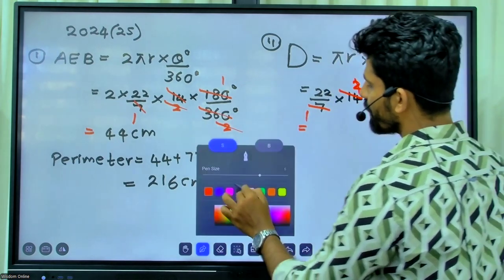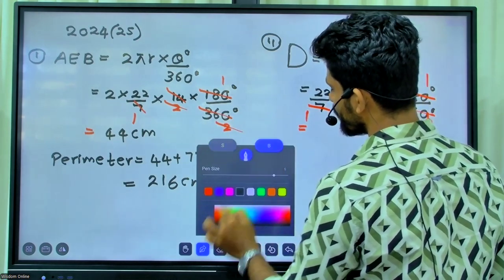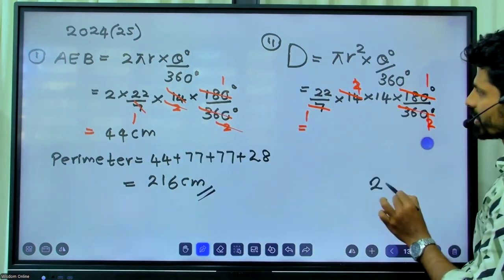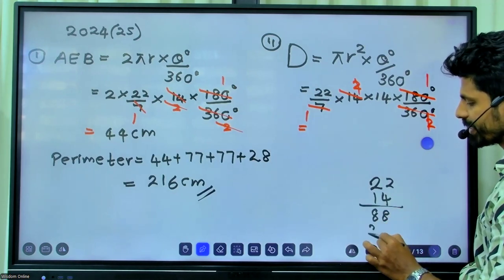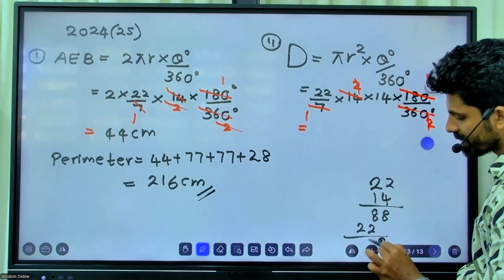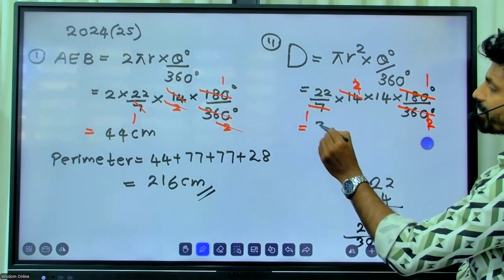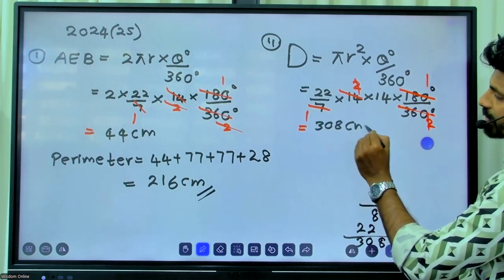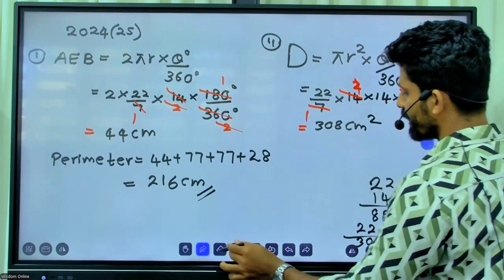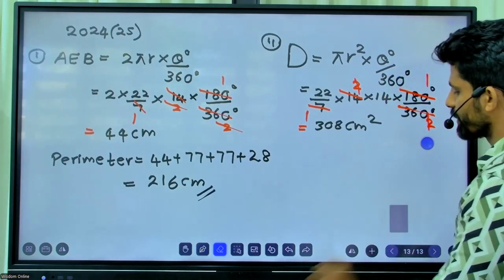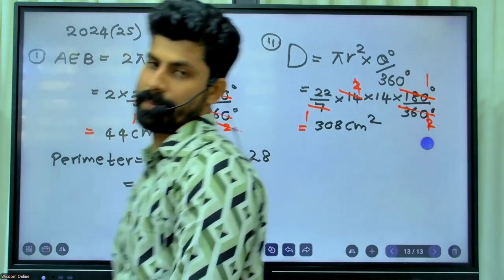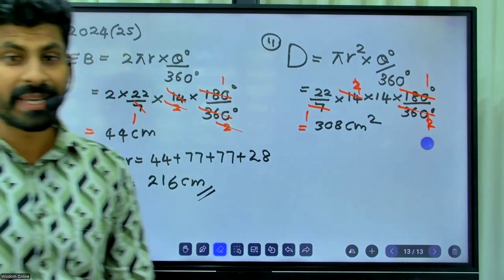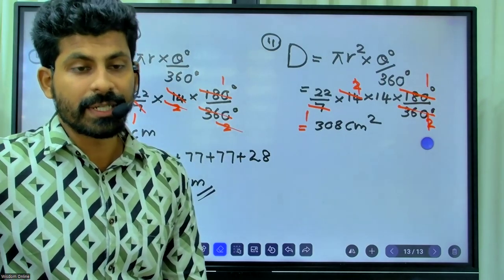22 multiplied by 14. 4 into 2, 8. The area is 308 square centimeters. Then we need to find the area of the rectangle part.